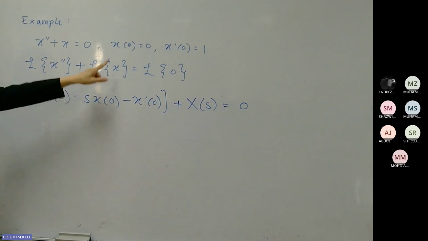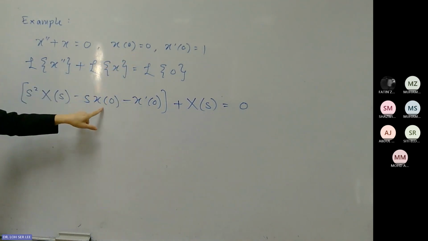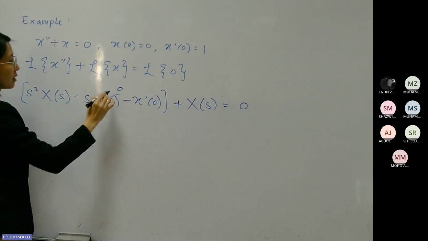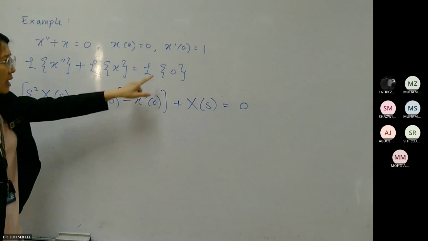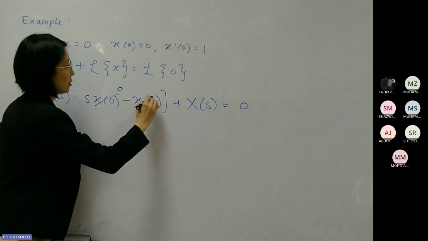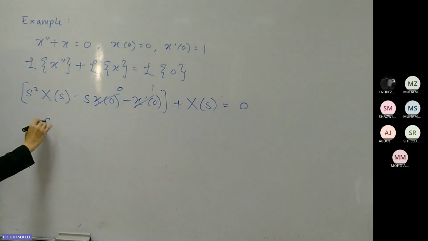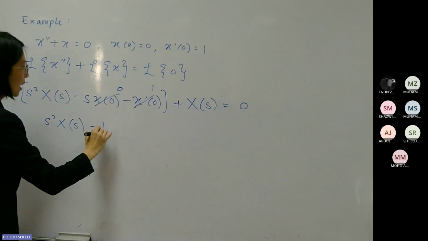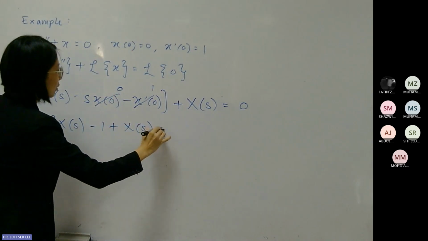Now we substitute x0 into here. The value x0 is 0. X prime 0 is 1. So if you simplify, you get this: s squared X minus 0s minus 1 plus X equals 0.